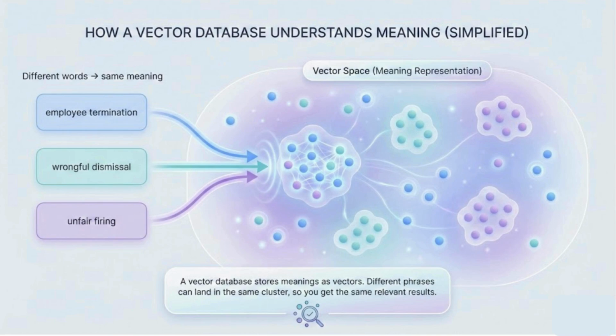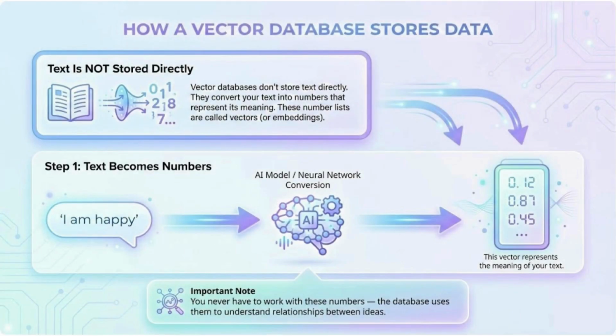Let's say you're in a law firm and you search for employee termination, wrongful dismissal, or even unfair firing. All three sound different, right? But a vector database understands that the meaning is the same, so it gives you the same relevant case documents back, even if you didn't use the exact words.